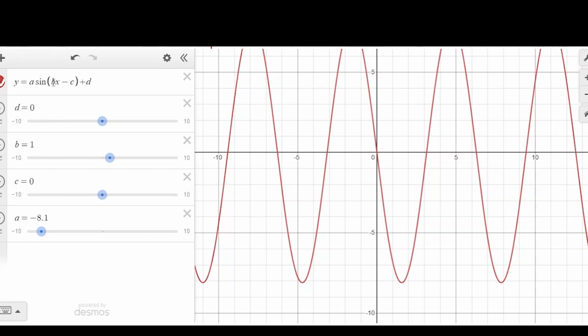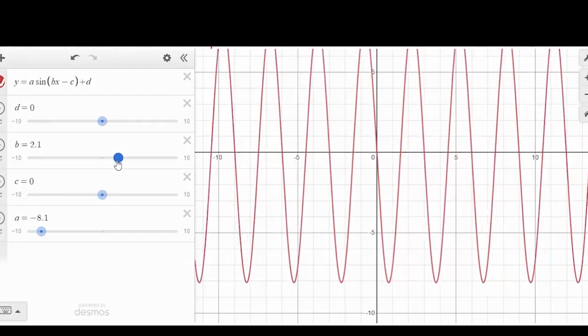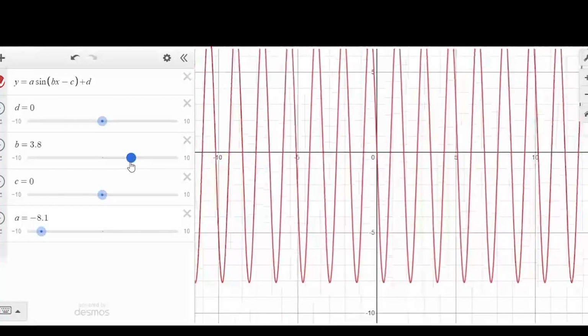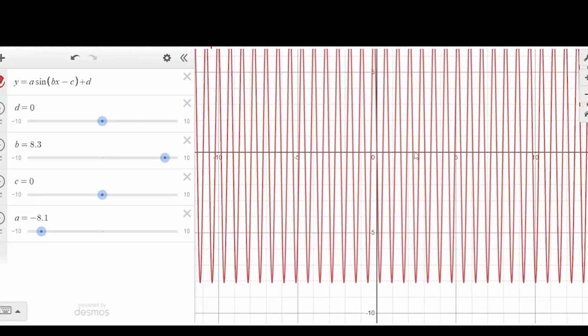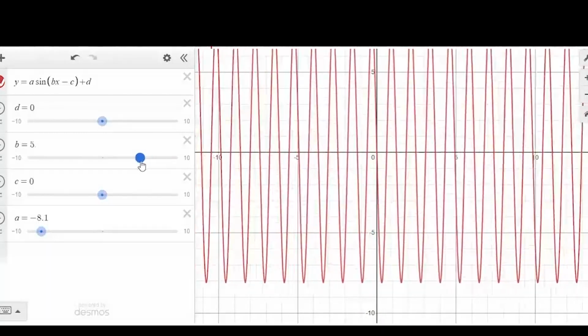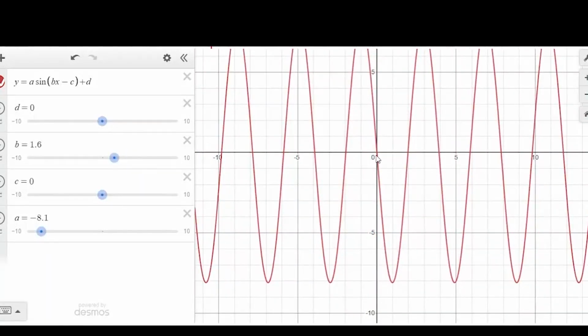Now what is this value B for? Now look, as we increase the value of B, if we go on increasing, there are more cycles within; just focus on this interval from 0 to 5. If we decrease this value, the number of cycles decreases in this interval. There are fewer cycles in this interval.